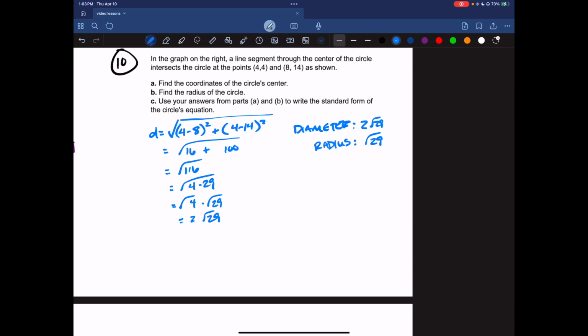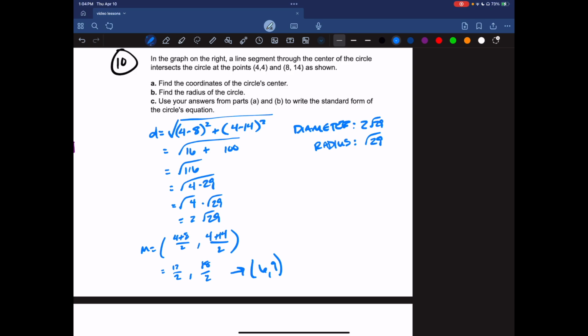Okay, and now my midpoint, it's going to be 4 plus 8 over 2, and that's going to be 4 plus 14 over 2. All right, so that's going to be 12 over 2, and that's going to be 18 over 2. Okay, so that's going to give me 6 comma 9. So there's my midpoint, which is my center. So I have my radius, I have my center. Now I can write my equation.